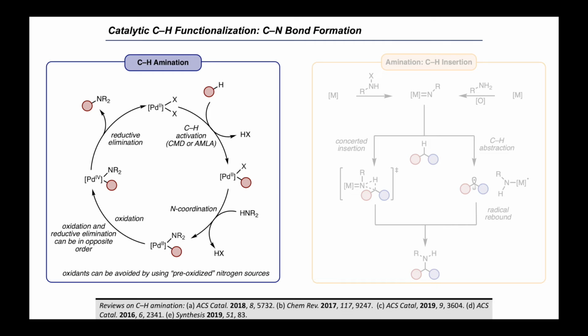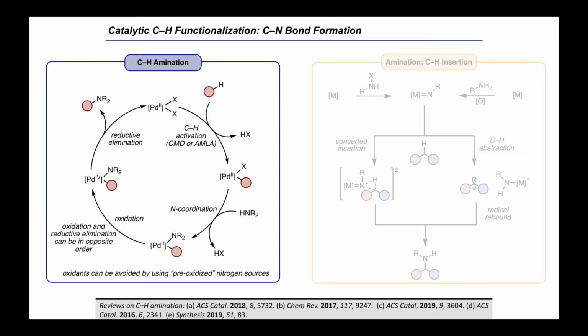C-H amination can occur through both inner sphere and outer sphere mechanisms. Inner sphere mechanisms have similar catalytic cycles to Buchwald-Hartwig C-N coupling reactions, where C-H activation generates an organometallic intermediate, followed by coordination of the nitrogen to the metal center, and then C-N reductive elimination to generate the desired C-N coupled product. Subsequent oxidation turns over the catalytic cycle by regenerating the active catalytic species.